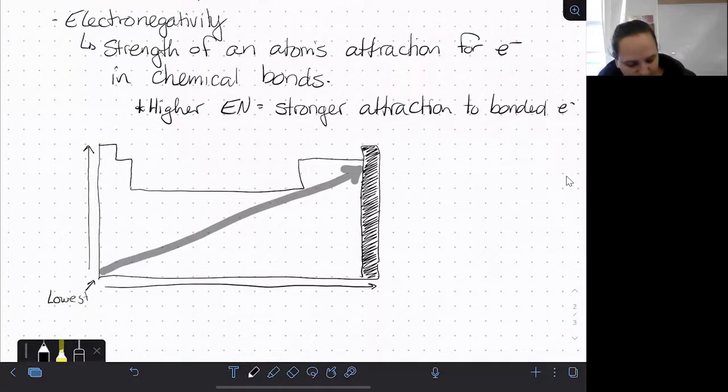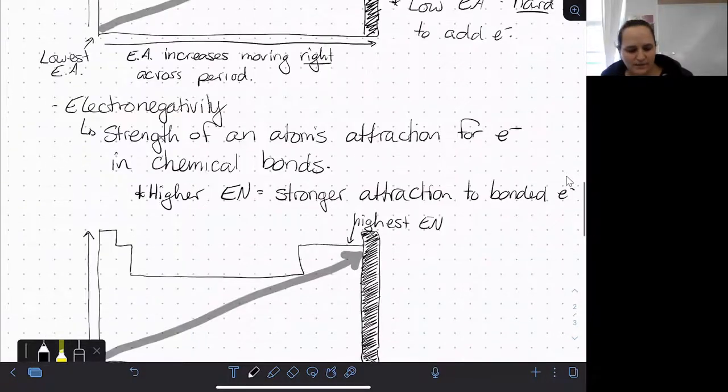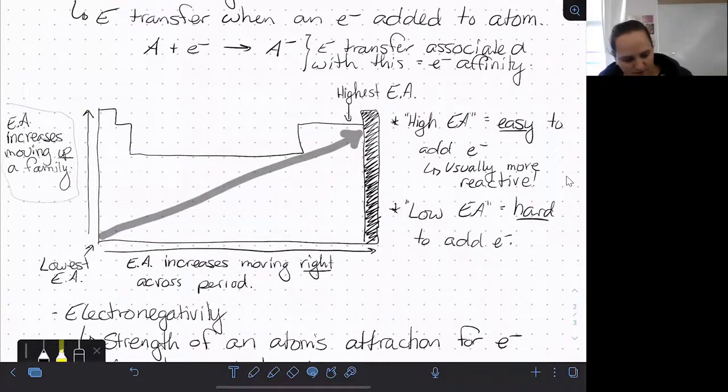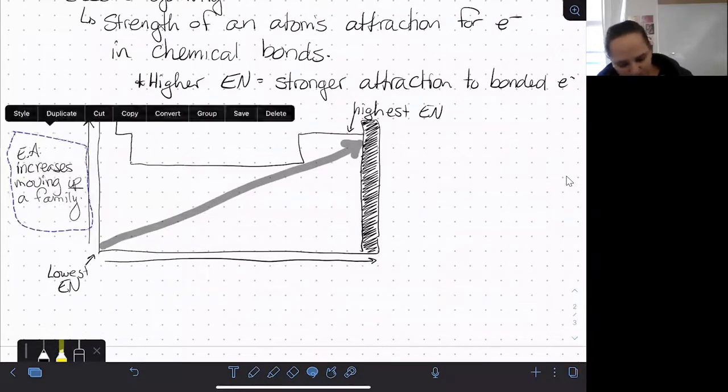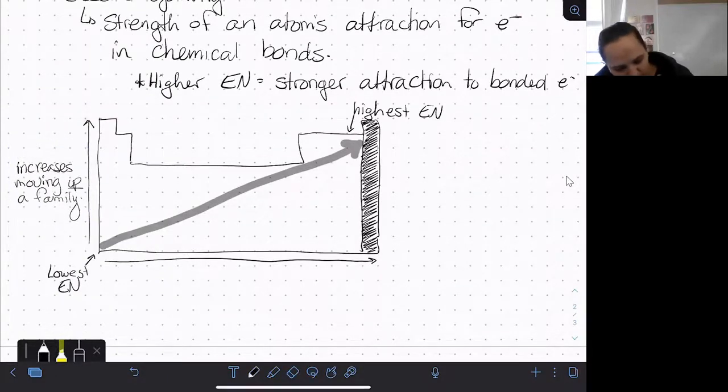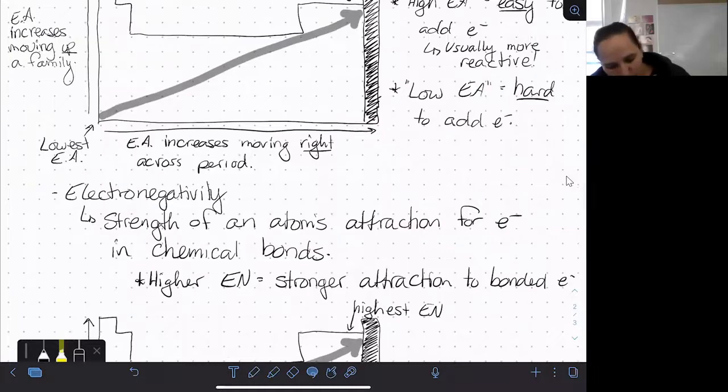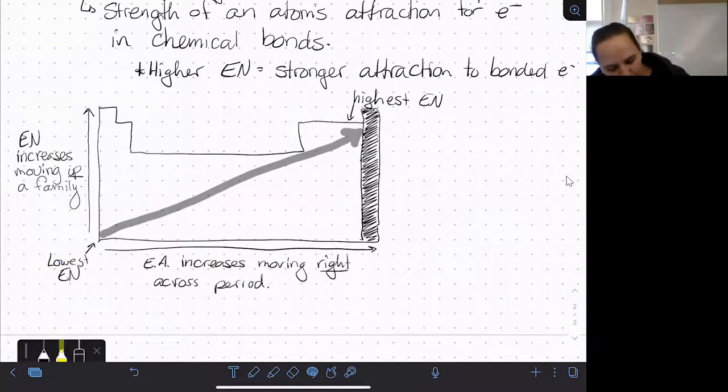So we have our lowest electronegativity down in the bottom left, and the highest electronegativity is fluorine, up towards the top right. And then same stuff applies just for electronegativity. I'm going to be lazy and copy and paste things. So electronegativity increases as we're moving up a family on the periodic table, and electronegativity increases as we're moving to the right across a period.